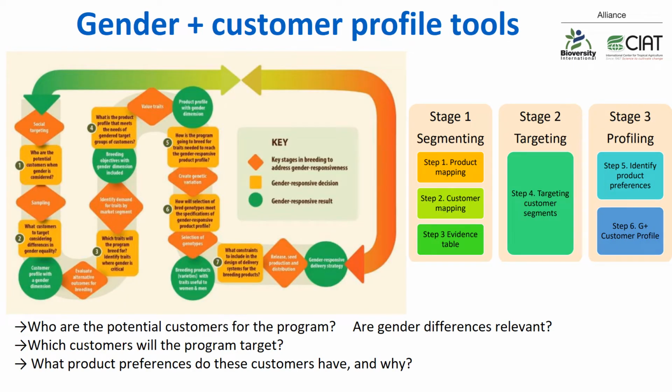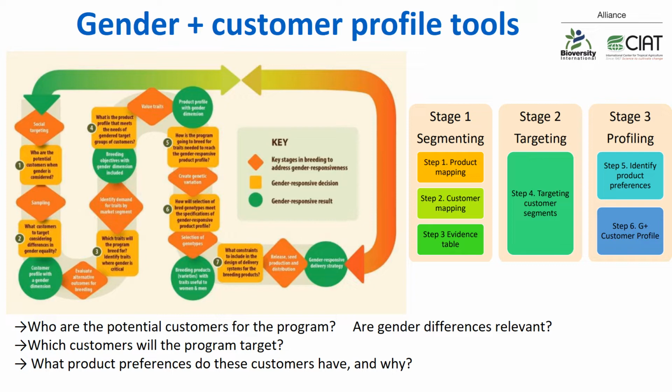So we attended a meeting with the team. I think it was probably 2019, and we were with the CGIAR staff, and we were being introduced to a tool called the Gender Plus Customer Profile Tool and the Gender Plus Product Profile Tool. So basically, the Gender Plus Customer Profile Tool helps to provide information on potential customers for the breeding program, which customers should be targeted, the product preferences for these customers, and why.